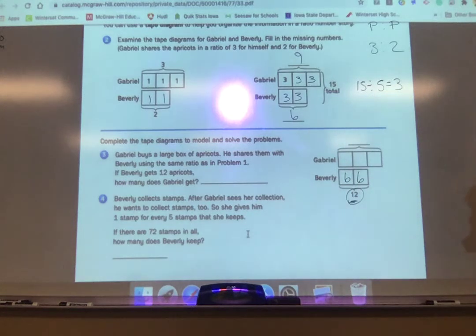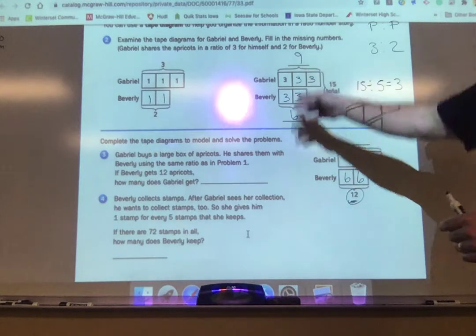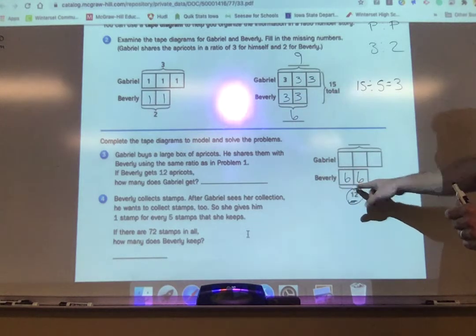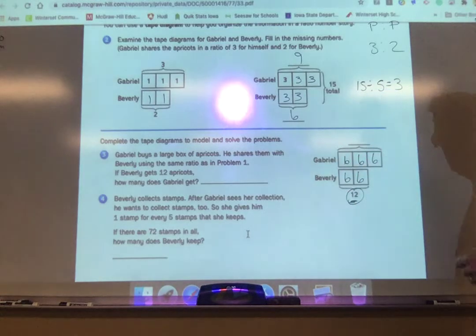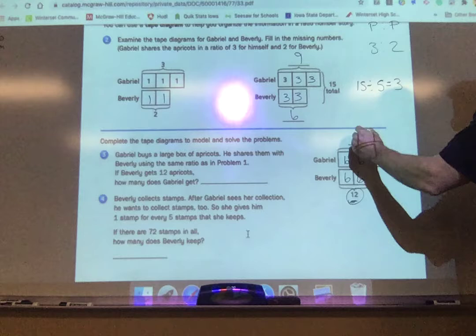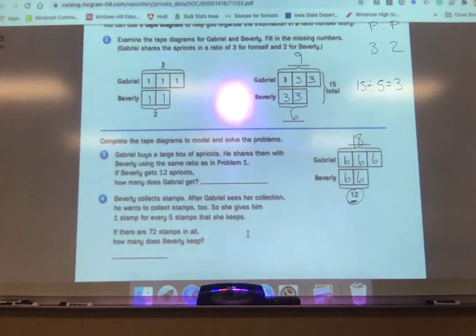Okay, she gets 6 twice. Or she's got a rate of 2, 6 times. That gives her a total of 12 apricots. Well, we know in a tape diagram that whatever number we put in one box, we have to put in all of them. So Gabriel would get 6, 12, 18. All right, so we're keeping that same rate. It's still whenever Beverly gets 2, Gabriel gets 3. We're just doing that 6 times.